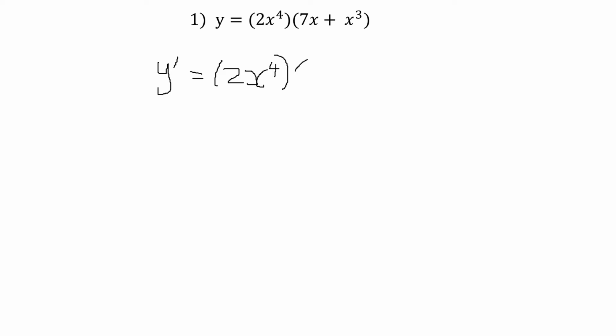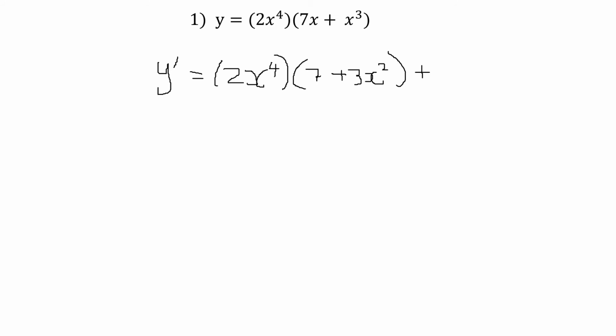The first derivative of 7x plus x cubed, applying the power rule here, I will end up with 7 plus 3x squared. Remember, the 3 goes in front, and then I take away 1. Simple power rule. We did discuss this in a previous video. You can just go back and look at it. Right, and this is the end of the first part, and then we add.